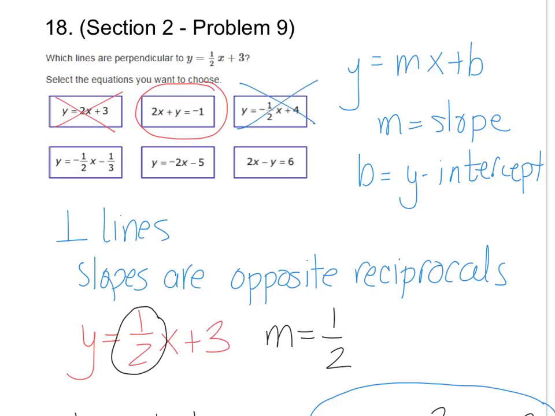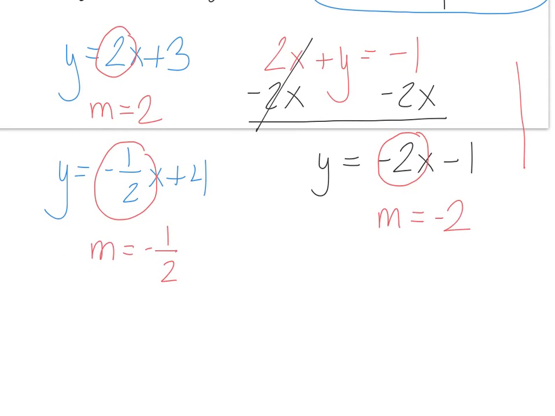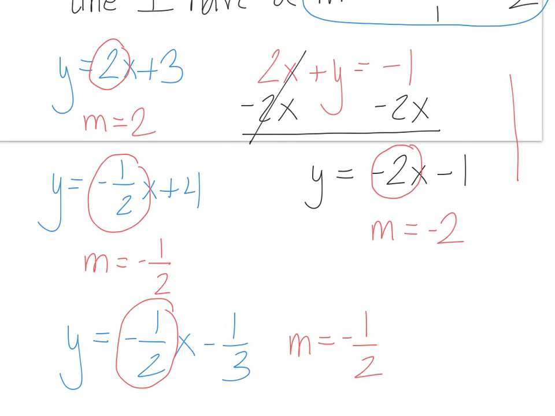So let's go to the next one. Y equals -1/2 x minus 3. So I'll write that down here. Y equals -1/2 x minus 1/3. Already in slope-intercept form, the slope is negative 1/2. And does that have a slope that's the opposite reciprocal of the given equation? No, it does not. So I'm going to cross this one out as well.